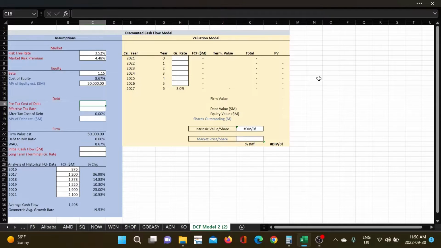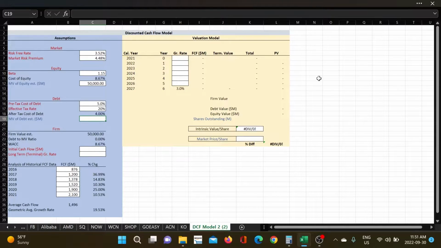Next up, under the debt assumptions, we have our pre-tax cost of debt. So this is simply just the interest rate that a company would pay on a loan. So just like individuals, companies sometimes take loans from banks or other companies, and we can assume a fair interest rate would be about 5%. Then we have the effective tax rate, which is just the standard corporate tax rate, which I believe is about 20%. Then we've calculated our after-tax cost of debt, and we get down to the market value of debt.